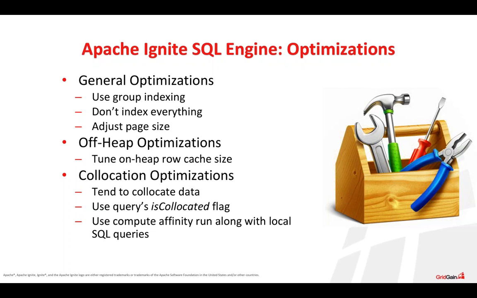And this on-heap row cache is implemented as a least recently used cache. And the final thing is to try to collocate your data, like I showed on the previous slide. If you execute joins, then it's preferable to use the collocated mode, because during the join you will avoid data movement between data nodes.